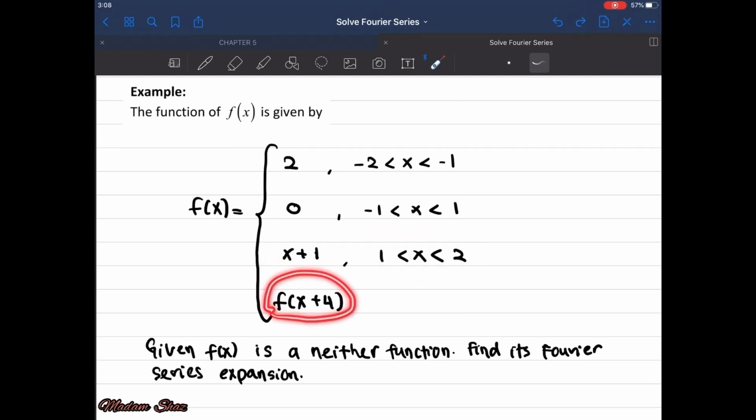f(x) plus 4. So given that f(x) is neither even nor odd, it's already mentioned here that this one is a neither function, so we don't have to sketch the graph. Find its Fourier series expansion.